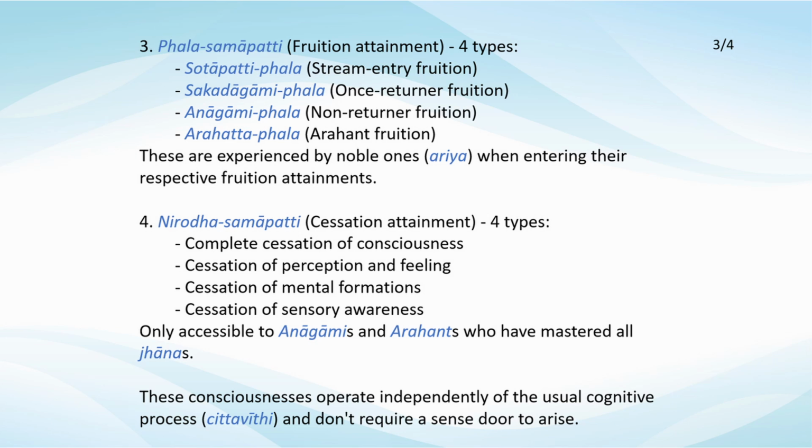Number 4, cessation attainment, 4 types: complete cessation of consciousness, cessation of perception and feeling, cessation of mental formation, cessation of sensory awareness. Now, it is only accessible to anagamis and arahants who have mastered all jhanas. Now, this consciousness operates independently of the usual cognitive process and doesn't require a sense door to arise.